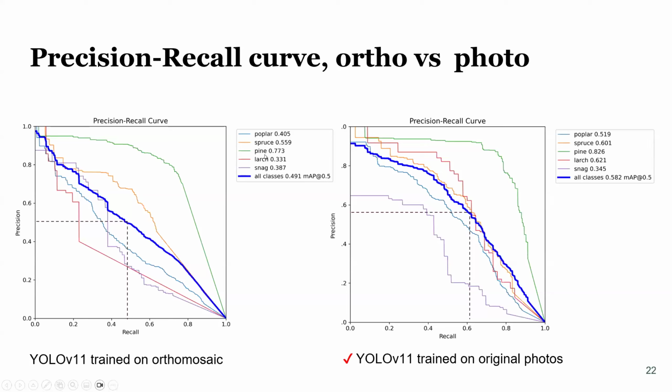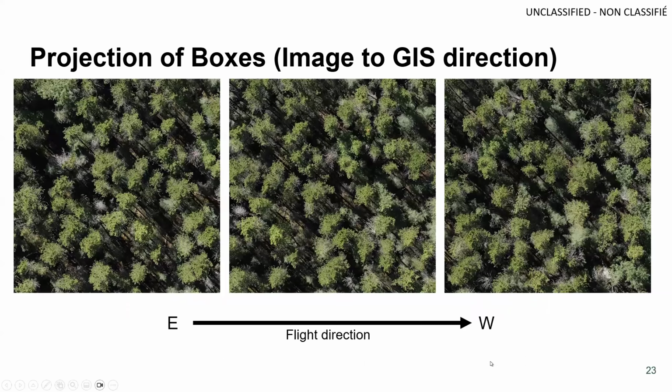So after training, we found that the photo-based model performs better than the ortho-based model. It's about 10 percentage points greater in recall and a little less in precision, but it's better. So from there on, I'm only going to be talking about this model trained on the original photos.